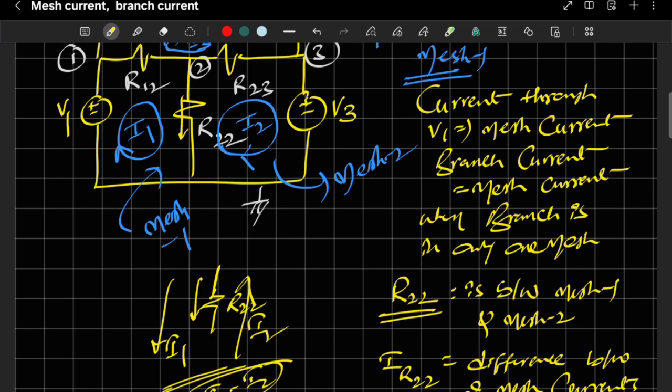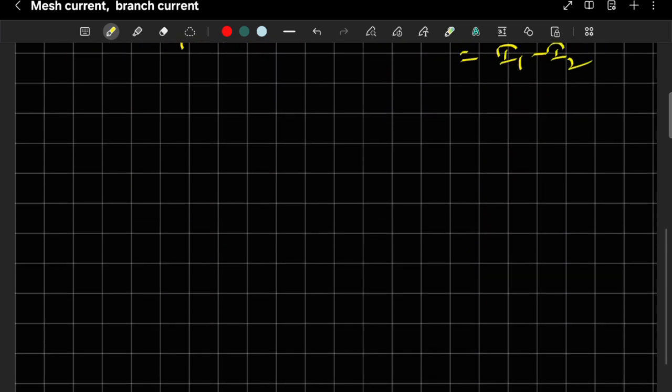Here, another point I want to highlight. For example, again I'm drawing the circuit. And previously I did not take any resistor in series with V1. You can take that also.